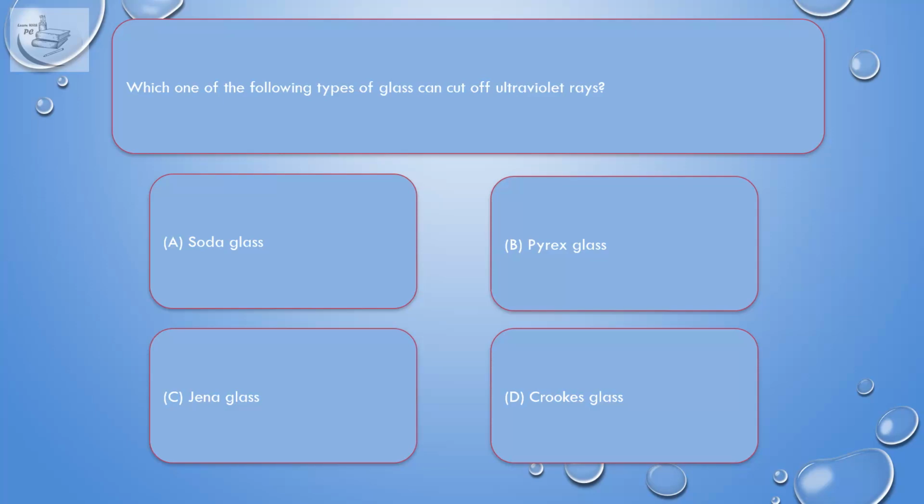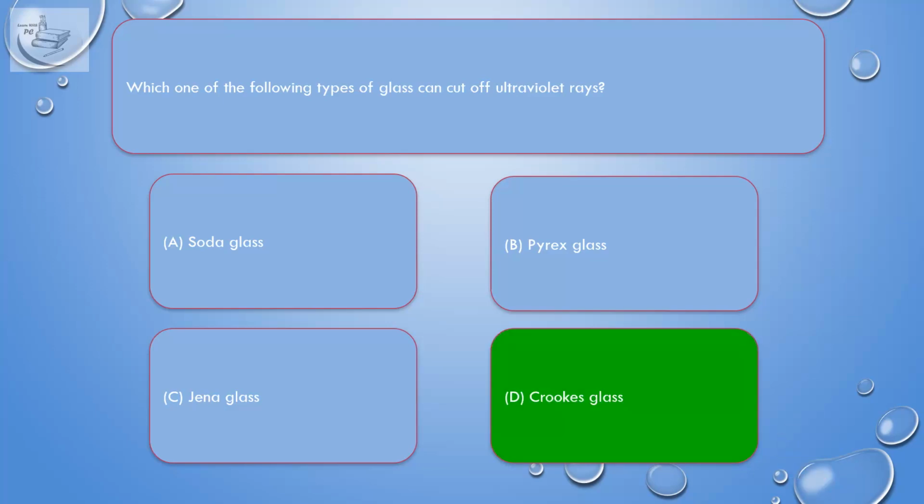Question: which one of the following types of glass can cut off ultraviolet rays? A. Soda glass. B. Pyrex glass. C. Jena glass. D. Crookes glass. Correct answer is D. Crookes glass.